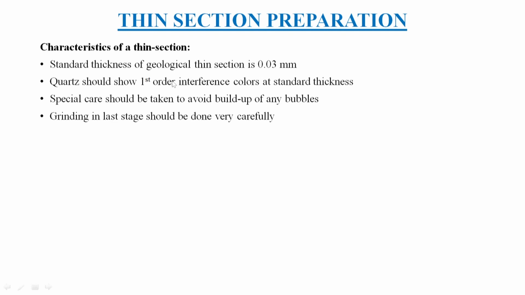And grinding, and obviously polishing at the last stage, should be done very carefully, because the thin section has a very thin thickness, that is 0.03 millimeter. If you grind it further, there is a possibility that the whole mineral grain or the slice of the rock that you are using to make a thin section is completely ground and removed from the surface of the glass slide. So in that case you have to be very careful, otherwise your whole process of making a thin section will simply be lost.